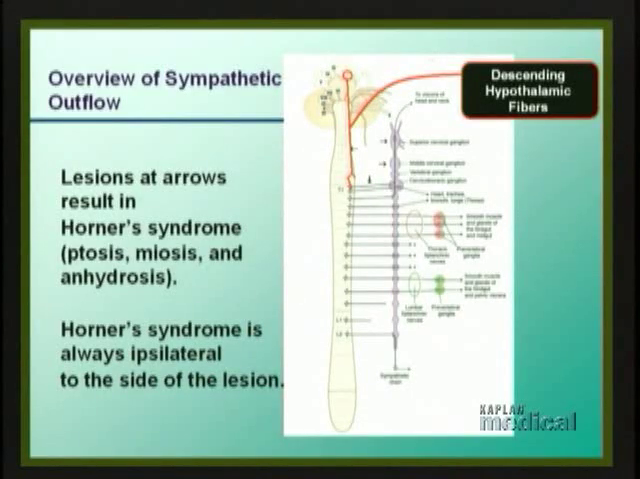So now, we point this out to make the illustration that, as indicated here, any lesion that occurs at one of those black arrows that disrupts the sympathetic pathway that participates in the sympathetic innervation of face, scalp, and orbit will result in Horner syndrome.